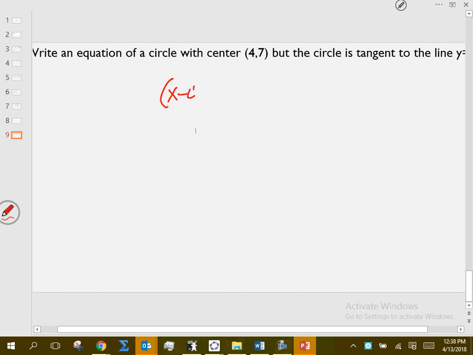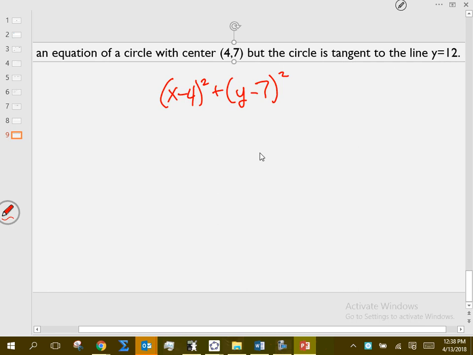The center is always going to be (x - h)^2 + (y - k)^2. But now it says we want the circle to be tangent to the line y equals 12. Tangent to the line y equals 12. So what are they hiding there? Hiding the radius. But the way you have to figure this out is to draw a sketch. Draw a little bit of a picture here. Okay? If I've got a center at (4, 7), maybe that's there. And that's going to produce a circle, right? So maybe that's my circle.